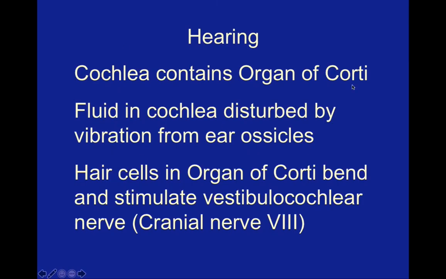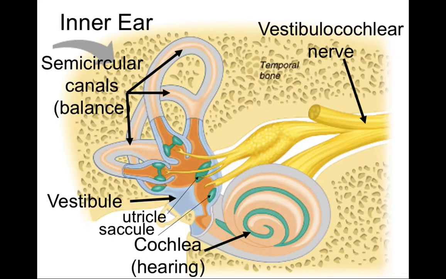The cochlea does contain the organ of Corti, and the organ of Corti is going to contain the hair cells. Hair cells have stereocilia, and when those stereocilia move, these hair cells are going to send signals down the vestibulocochlear nerve. It is the disturbance and vibration of the fluid inside of the cochlea that's going to create these signals that we perceive as hearing. So that's a very brief explanation of how hearing is going to work. But the other parts here on the inner ear are going to be useful for equilibrium.